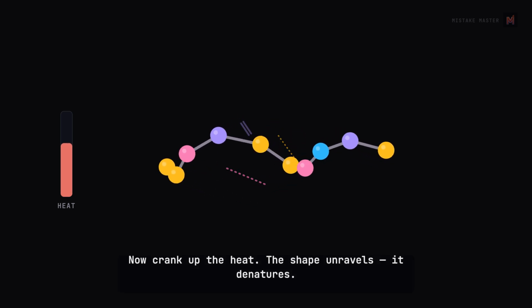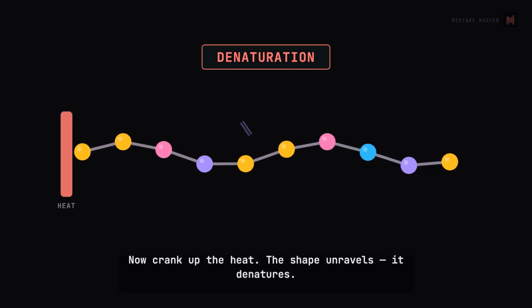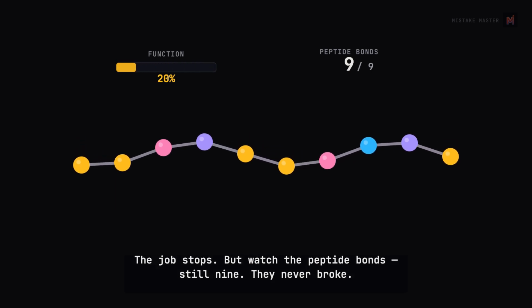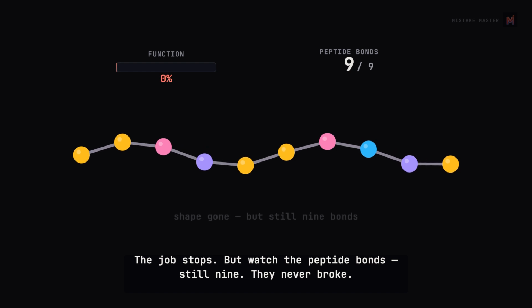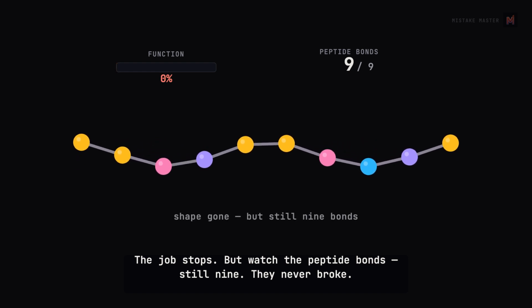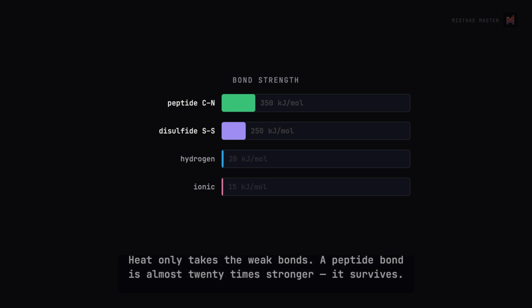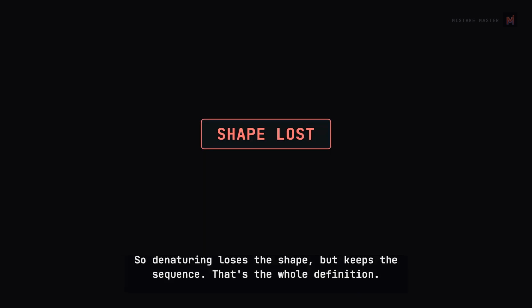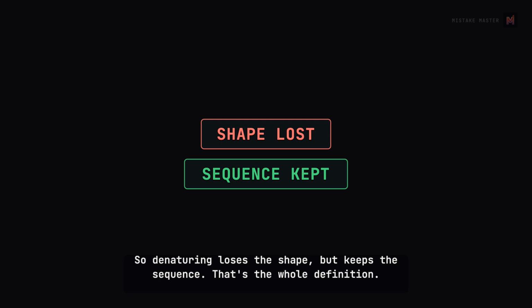Now crank up the heat. The shape unravels. It denatures. The job stops. But watch the peptide bonds. Still 9. They never broke. Heat only takes the weak bonds. A peptide bond is almost 20 times stronger. It survives. So denaturing loses the shape, but keeps the sequence.